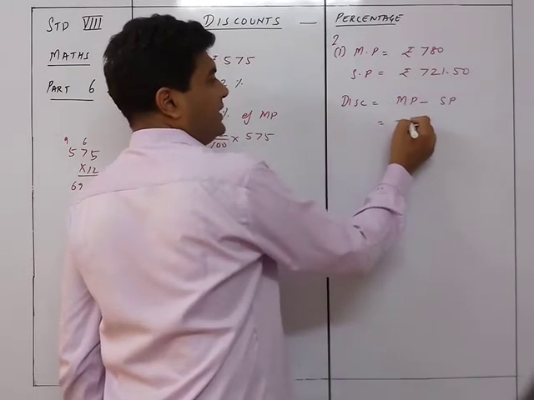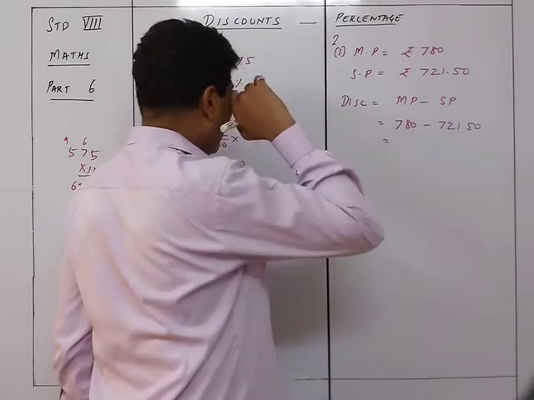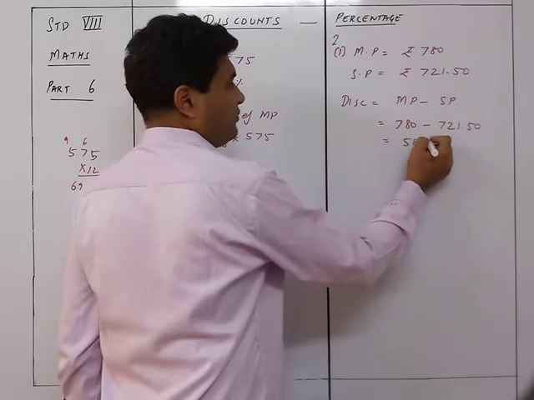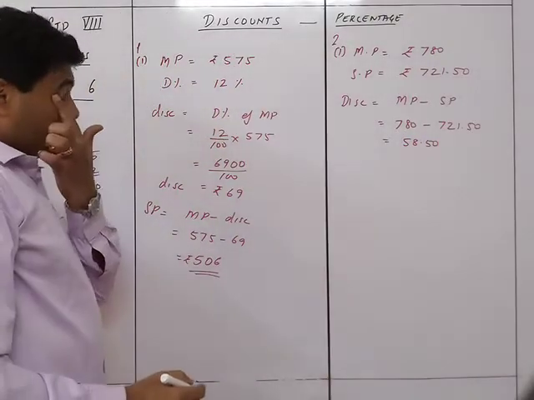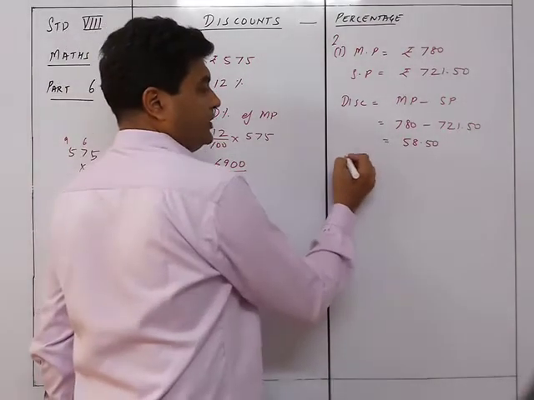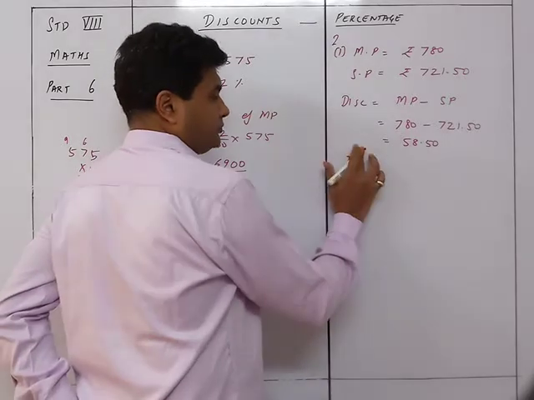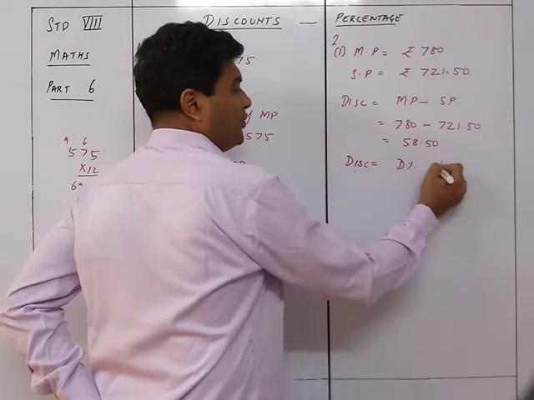That is 780 minus 721.50. That will give you 58.50. Okay, so that is 58.50. Now we need to find out the discount percentage. So we know the formula: discount is equal to discount percent of MP.